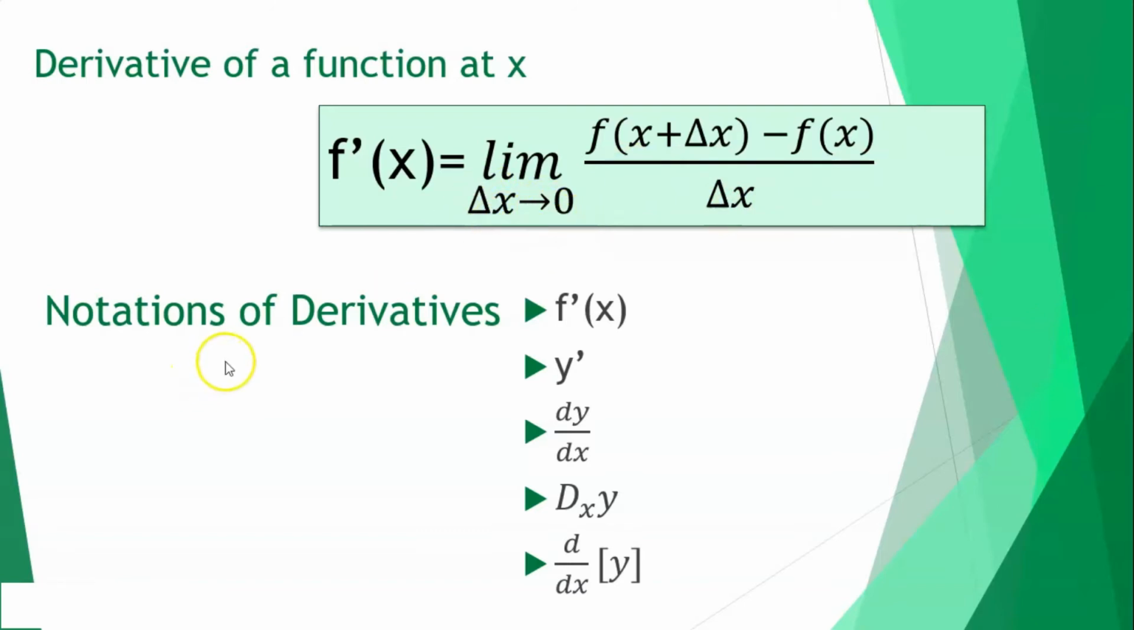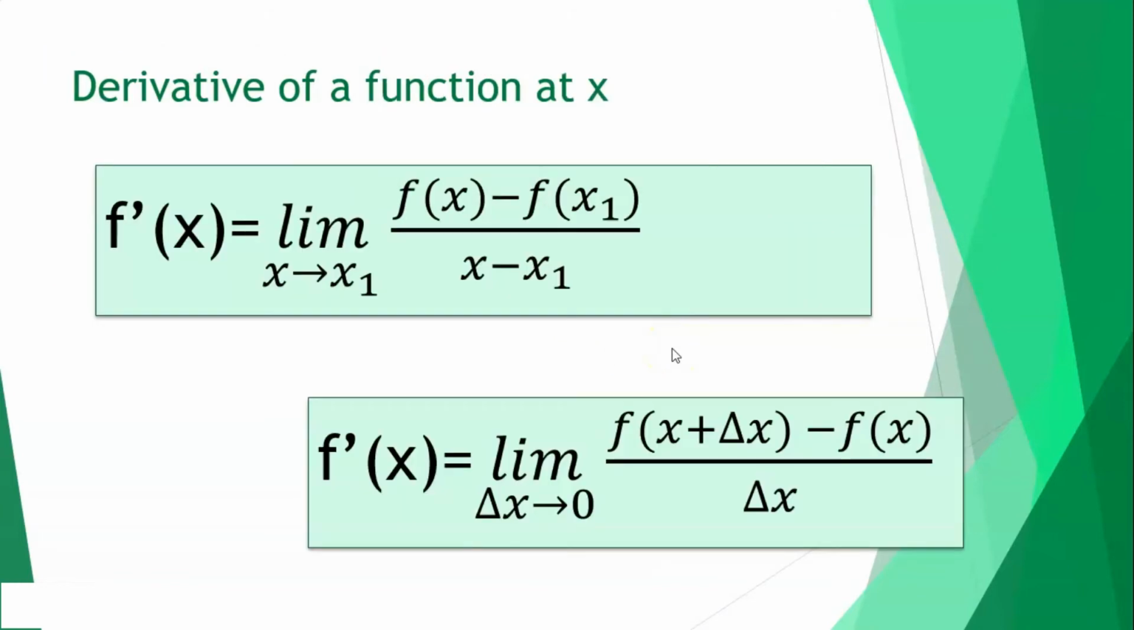So take note, there are different notations of derivatives. It could be f prime of x, it could be y prime, it could be dy over dx, it could be d of x of y, or it could be d of dx of y. So take note, all of this would mean the same thing. It means derivatives. So take note of that. It's the notation of derivatives.